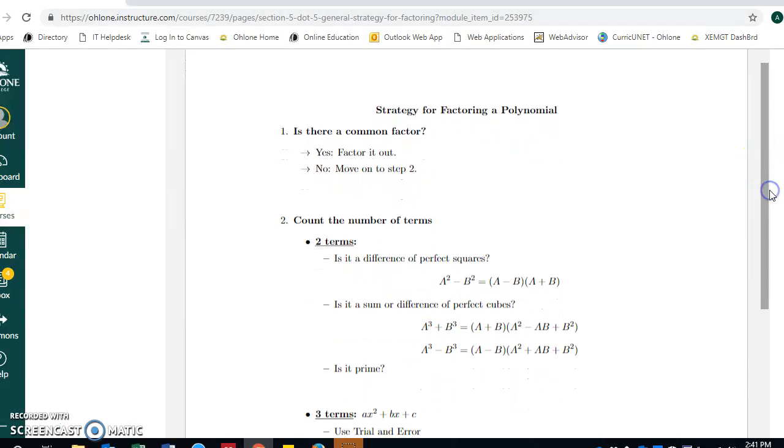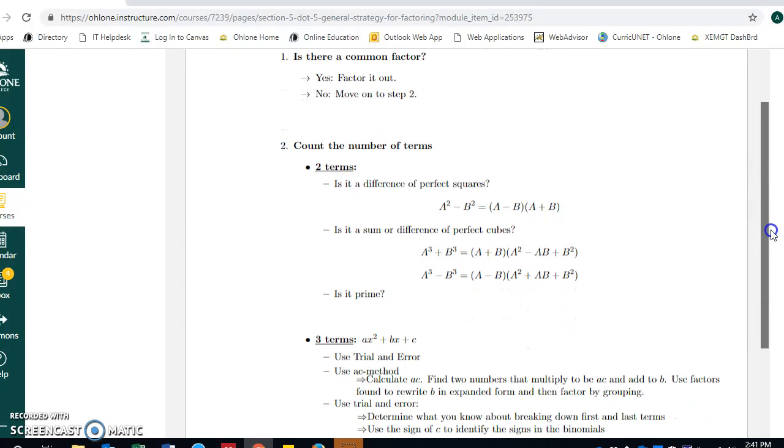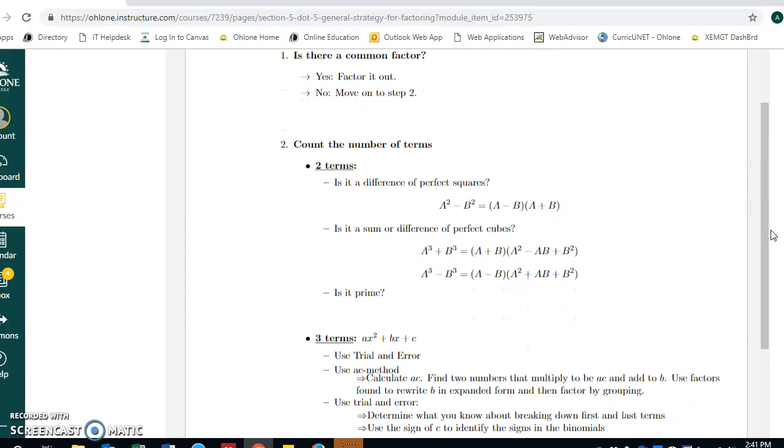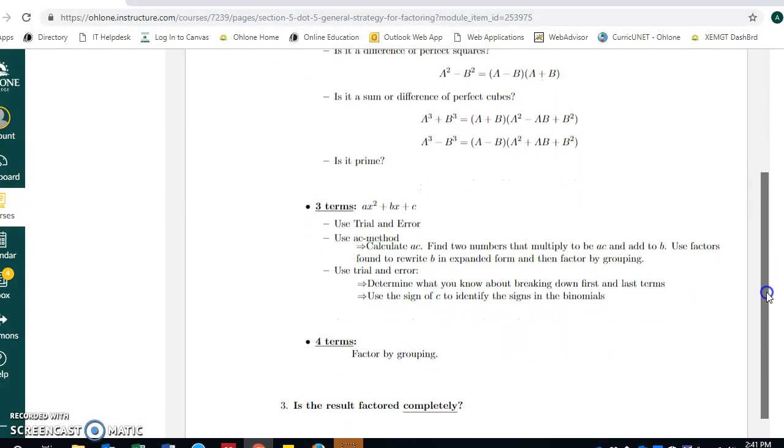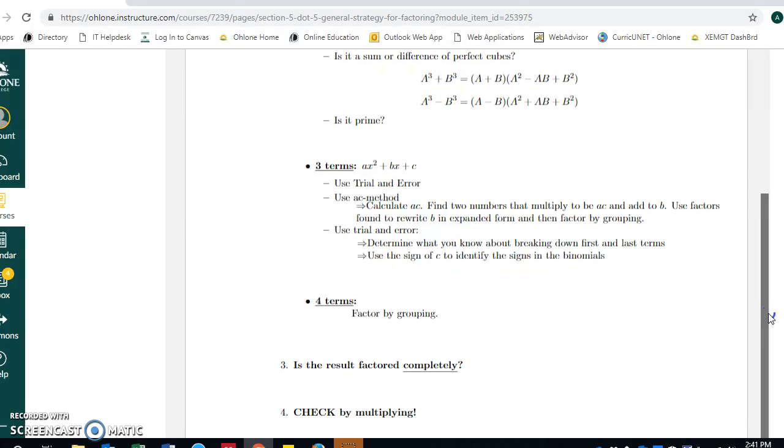So you're always going to start with asking yourself whether there's a common factor. If there is, factor it out. If there's not, move on. Then you count your terms. 2 terms, it's got to fit into one of these different formats. 3 terms, well, as you saw last week, you can use trial and error or you can use the AC method. 4 terms, we factor it by grouping.